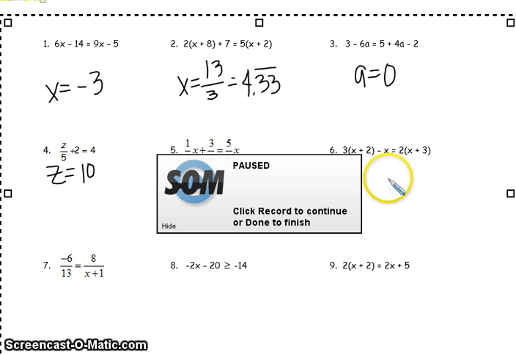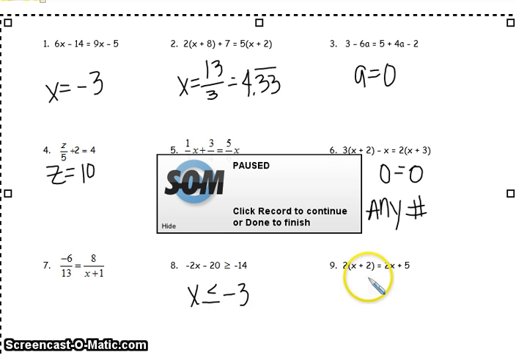On number 6, you end up with 0 equals 0, which is any number or all solutions or infinite number of solutions. On number 7, we already said was the negative 18.33, I believe. Number 8 was x is less than or equal to negative 3. On number 9, you should end up with 0 equals and then some other number over here. On mine, I ended up with 0 equals 1. But either way, that's not true, so my answer is no solution.